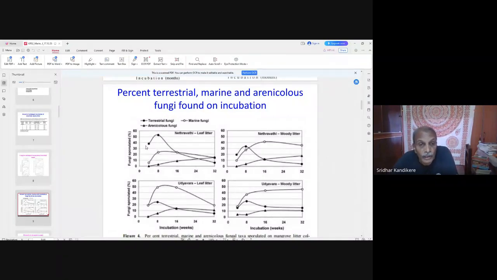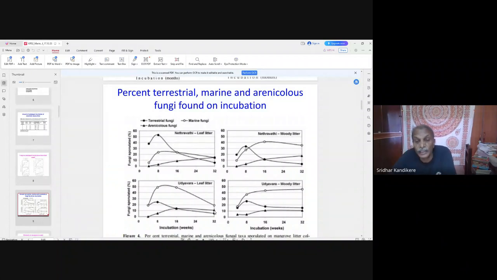And this is about the terrestrial fungi. For 8 weeks of incubation, it has shown a maximum and then it has come down. Whereas marine fungi show a sort of increase and then almost a plateau. Arenicolous fungi are very low in number and keep on increasing. So the trend is more or less similar, because it is higher in terrestrial and then comes down. Marine fungi are plentiful in Udyavara mangrove, and arenicolous fungi are increasing.